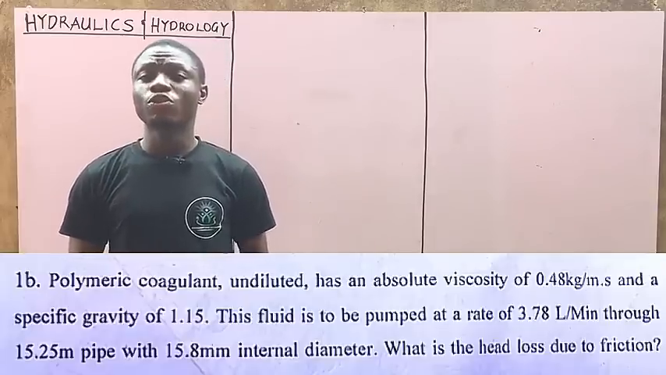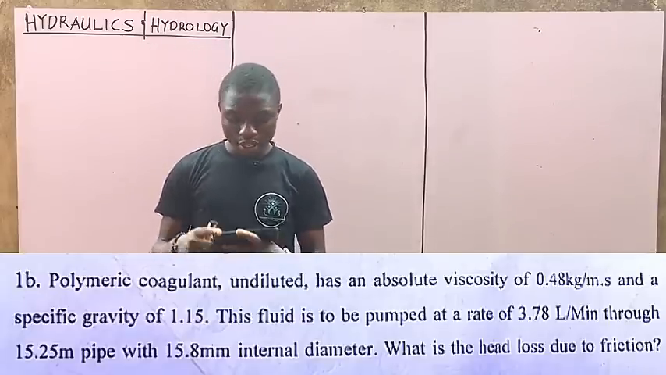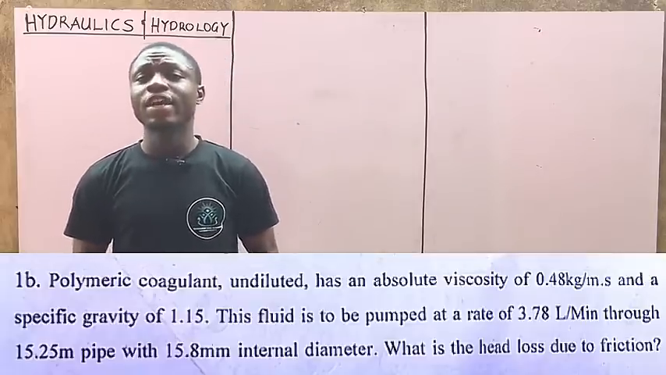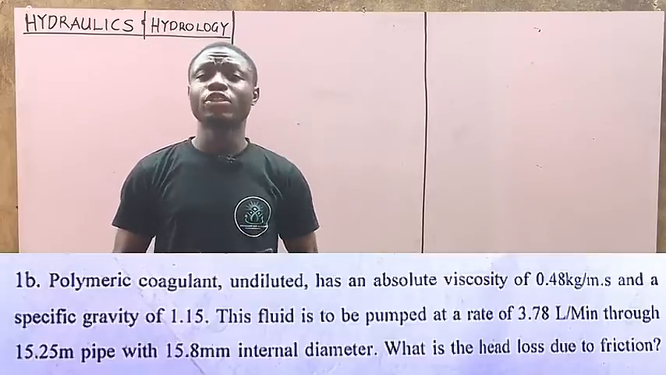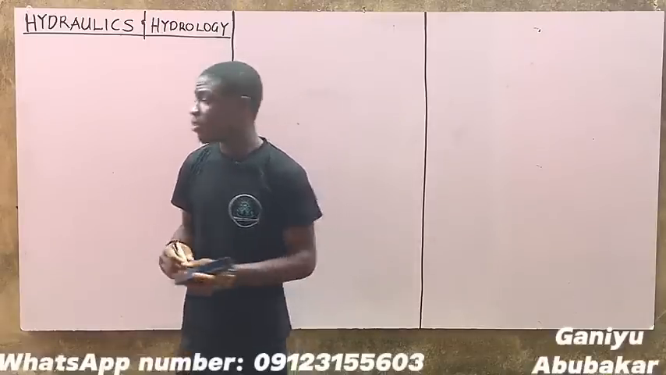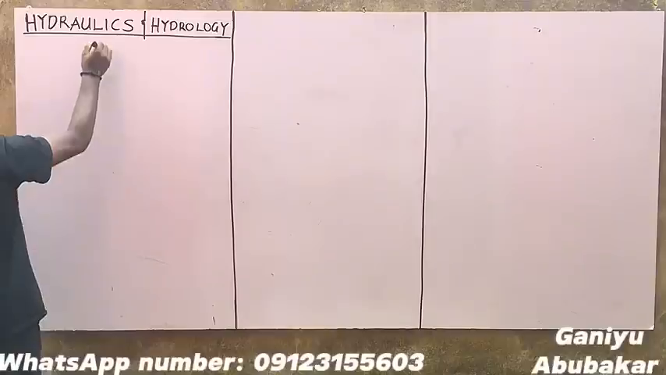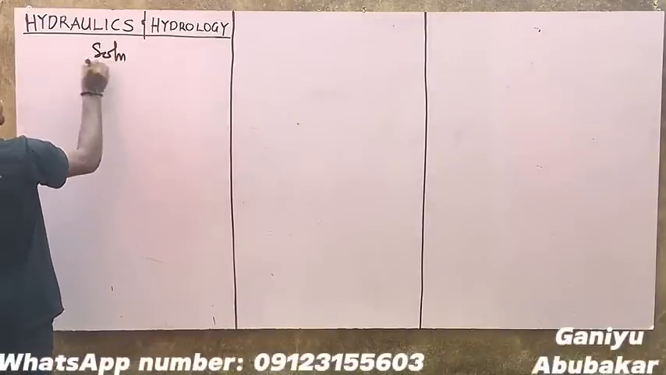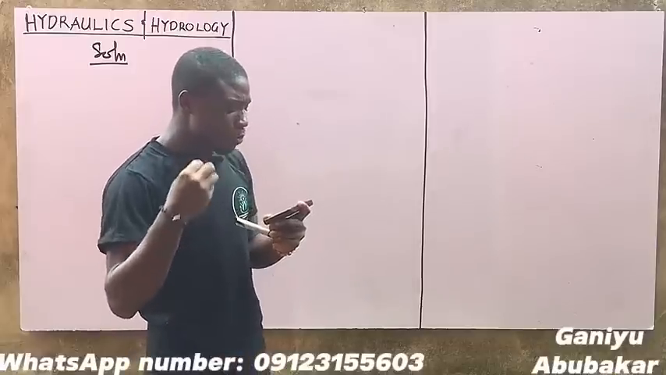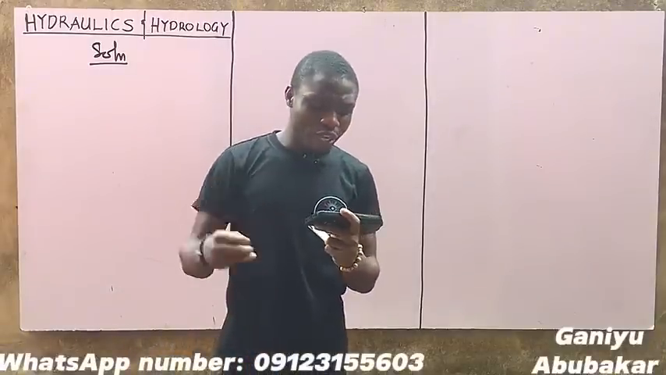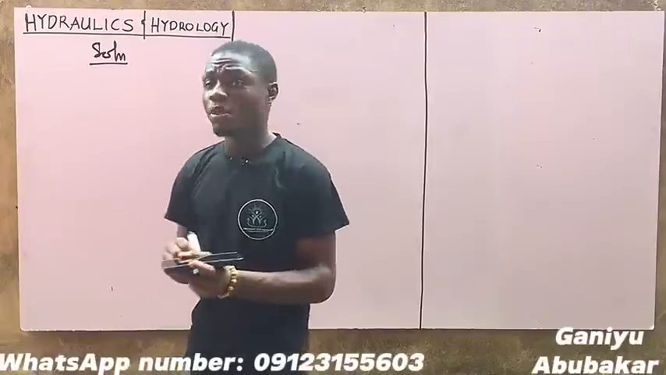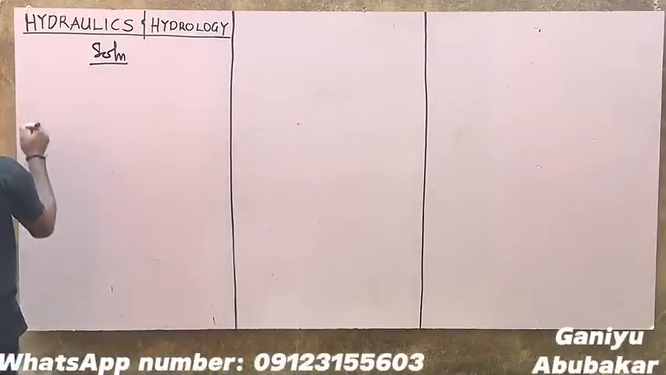Alright, let's try to solve this question together. First, in science, after reading a question, your first task is to list out the given parameters and their units. What am I given? I'm given that a polymetric coagulant, undiluted, has an absolute viscosity.